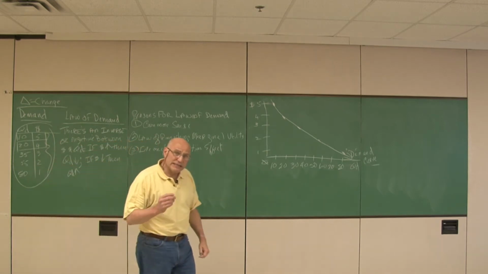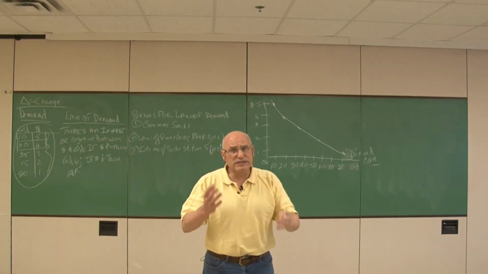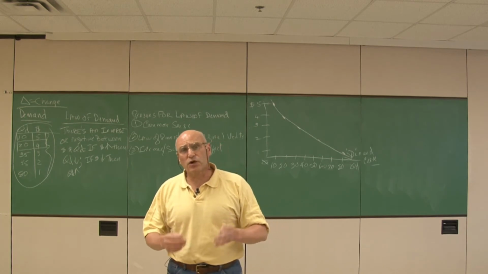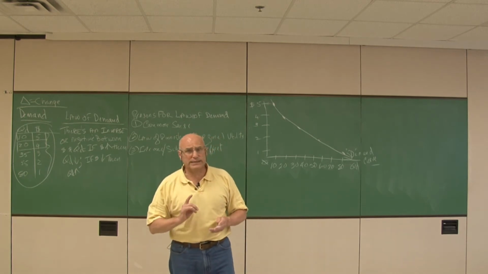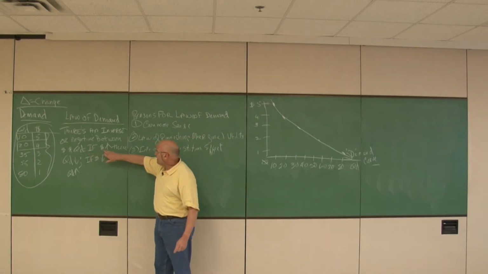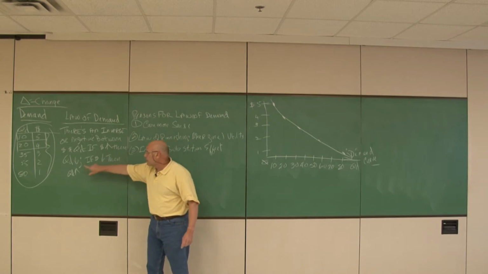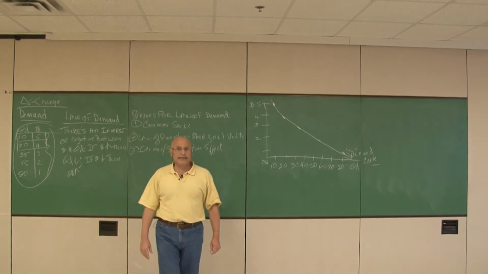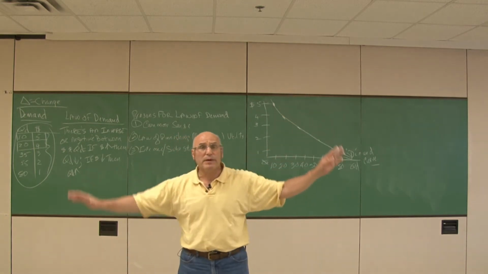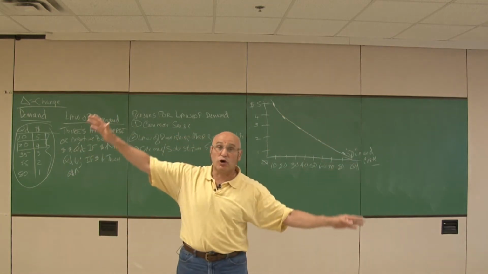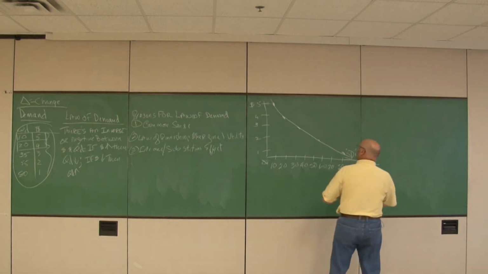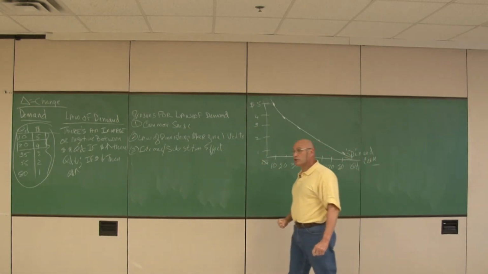The law of demand tells us that there is an inverse or a negative relationship between price and quantity demanded. In other words, if the price of a product goes up, my quantity demanded will go down. If the price of the product goes down, my quantity demanded will go up. They work kind of in a seesaw fashion, all right? And this is the law of demand. This is the reason for the downward sloping curve.